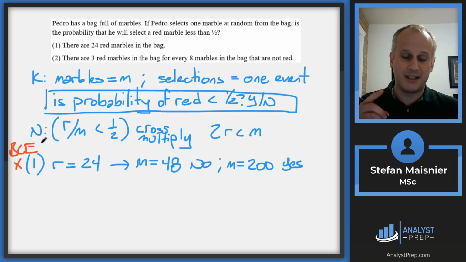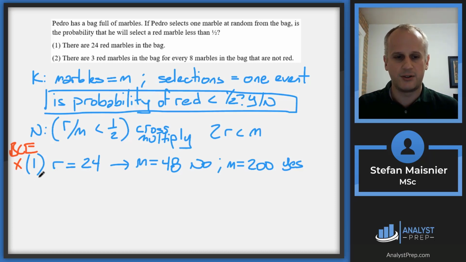because choice B means only condition 2 is sufficient. Choice C means that together the conditions are sufficient, but not alone. And choice E means that at no point, even when we combine the conditions, are they sufficient to determine the answer to the question, which of course in this case is the probability of selecting a red marble less than 1/2.